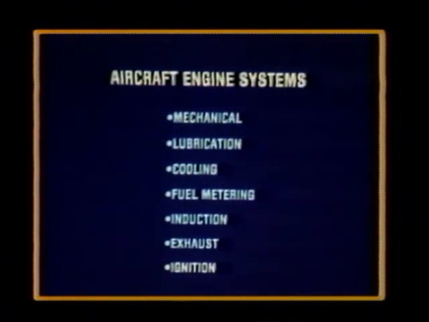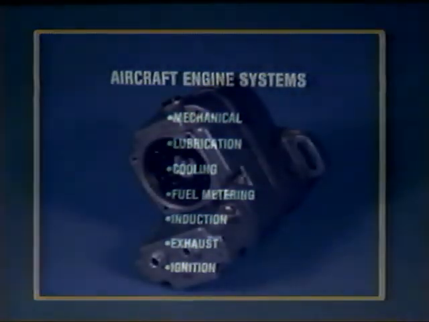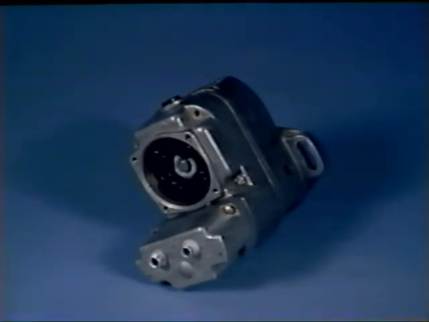The final system of an aircraft engine is the ignition system. This system provides the hot spark needed to ignite the fuel and air mixture inside the cylinder. All modern aircraft reciprocating engines use a magneto to provide high voltage for the ignition spark. This unit is a completely self-contained alternating current generator with a set of interrupter points and a step-up transformer.